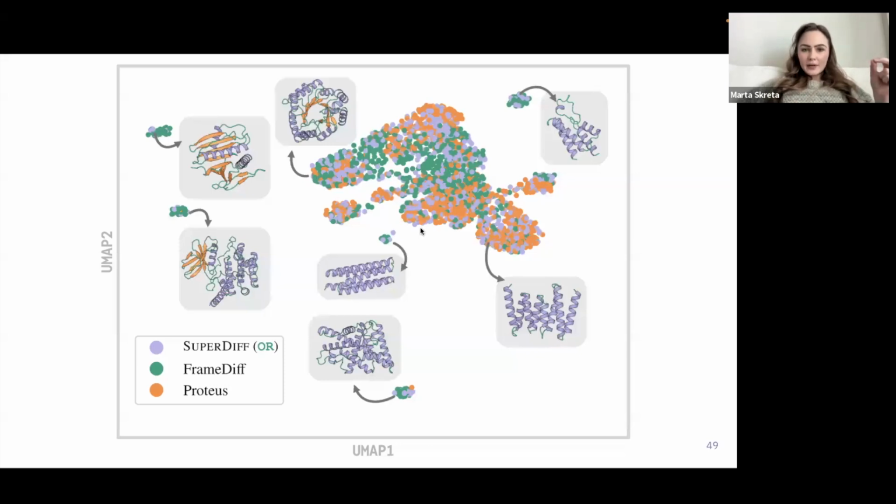And what I want to point out here is that Proteus is in orange and FrameDiff is in green. We see that we have some purple dots in islands that are only green. So this is showing that our method is able to sample from modes of both models, and these are samples that Proteus wouldn't be able to capture on its own.